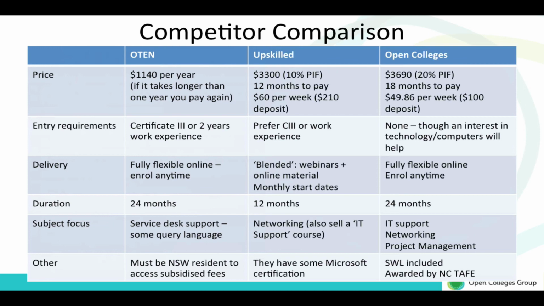So for Open Colleges, when you compare with the other two competitors, even though our price is $3,690, so it is higher than Upskilled, although we are offering a 20% pay in full, which is our business as usual pay in full offer. However, we're giving students 18 months to pay, which brings the per weekly cost down to under $50 a week, and a smaller deposit will get them started with Open Colleges with us.